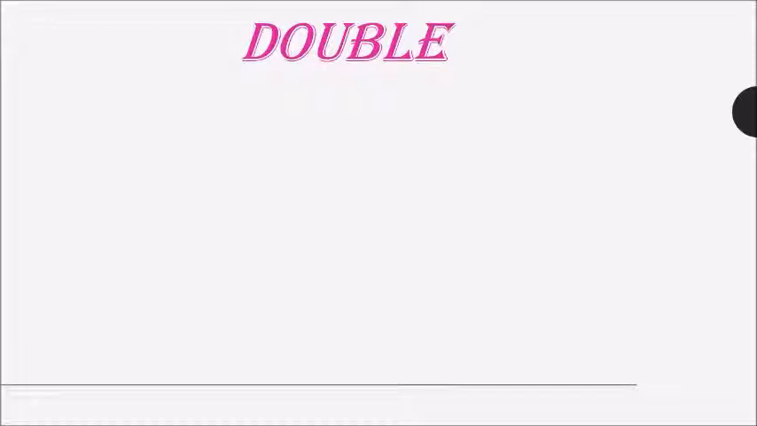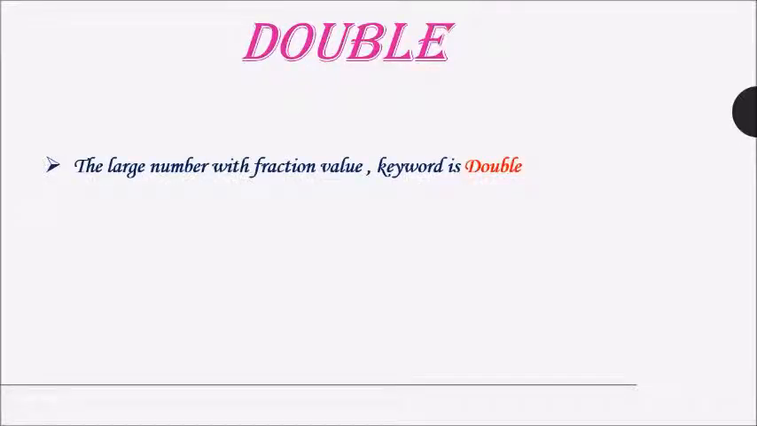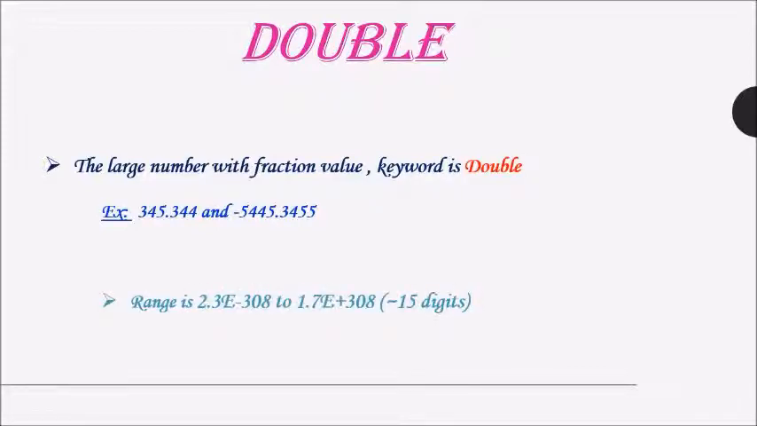Next one is double. If you want to store a large number with a fraction value, then we can use double as a floating point data type. It uses the keyword Double. For example, 345.344 and minus 5445.3455. Double stands for double precision floating point numbers, so that's a pretty long name, but in essence it just means a decimal number. While an integer cannot have any decimal, it can only be confined to numbers with intervals of 1 starting from 0.